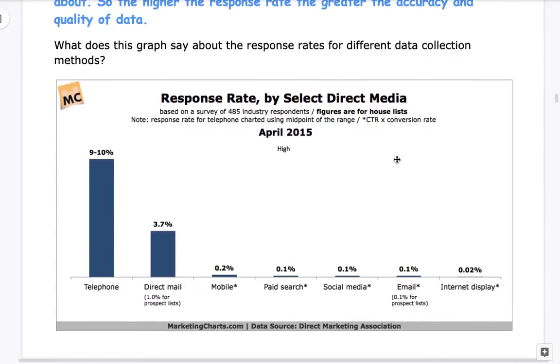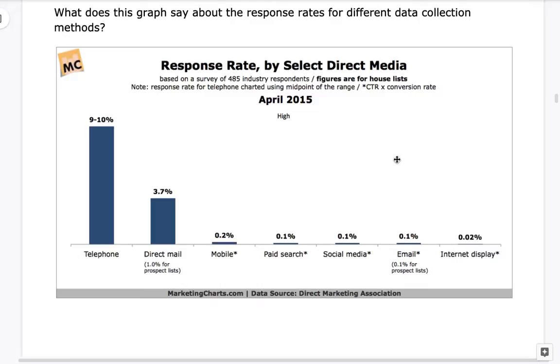Okay, so now let's have a look at this graph here. What does this graph say about the response rate for different data collection methods? So this was a survey done in 2015, okay, and there's the source there. So this tells us when people are rung on the telephone, 9 to 10% of people generally will respond and answer their questions. If we do it direct mail, so that's putting a letter in our mailbox, about 3.7% of people will respond. If we ring people on their mobile, only about 0.2% respond.